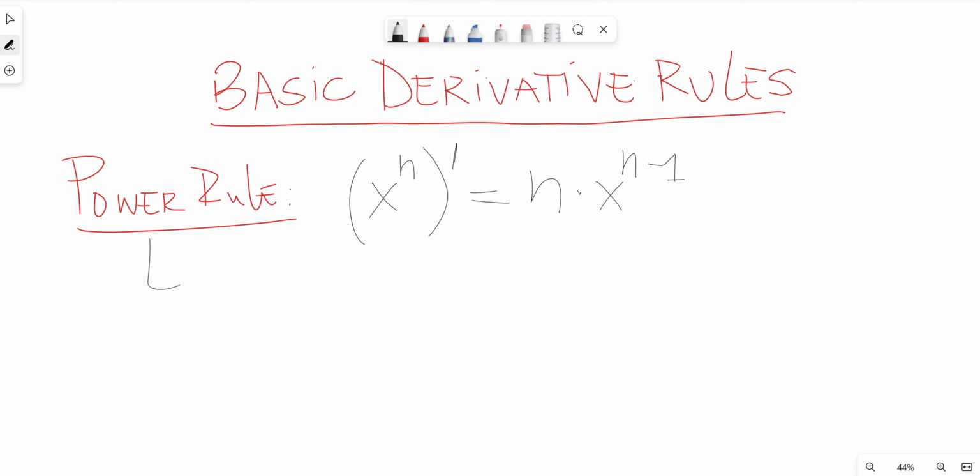So a few examples. If I need the derivative of x squared, so here the exponent is 2, so I bring it to the front, and then I raise x to the power 2 minus 1, which is 1, so I get 2x.